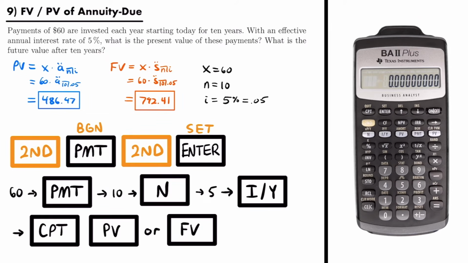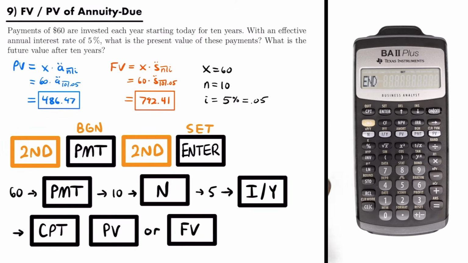And so what you're going to do is you're going to hit the second button, which is right here. So we'll hit second, and then you're going to hit the payment button, which above it has the letters BGN. Now BGN, I assume, is just short for beginning. So if we press that, it says end. And so what that means is that currently, if we were to calculate an annuity, it is assumed that the payments are being made at the end of a payment period.